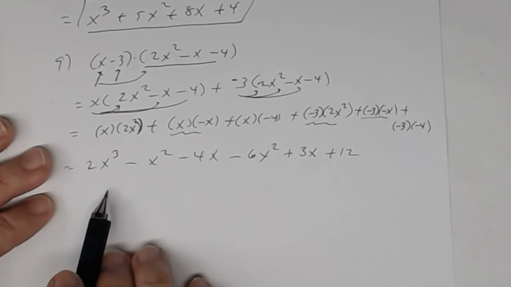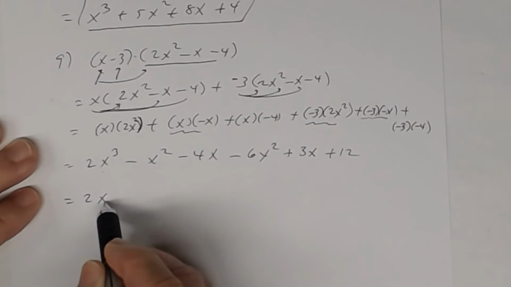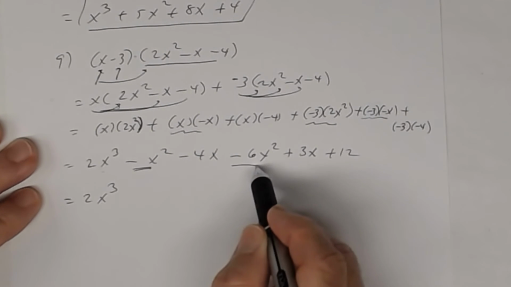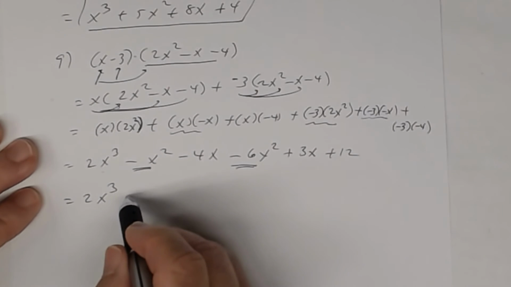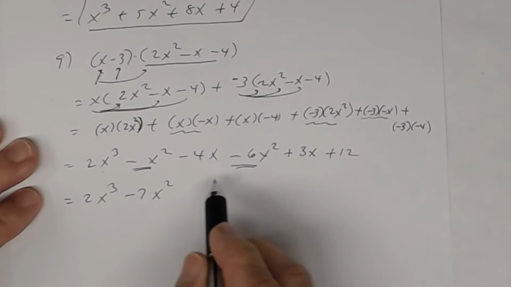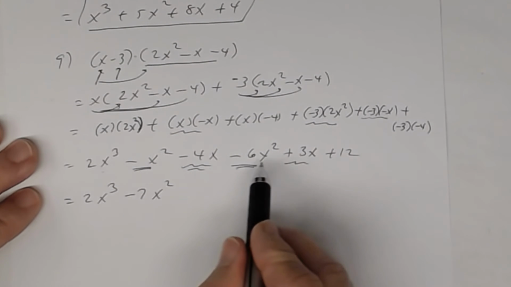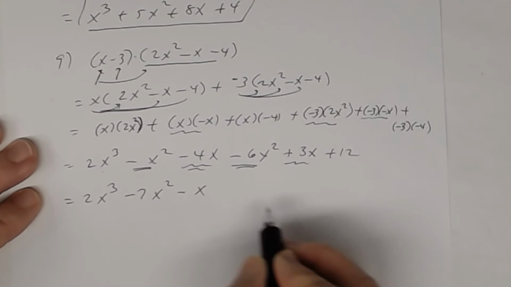And now we're going to combine like terms. I don't see any other x cubed, so I'm going to bring that down. A negative 1x squared and a negative 6x squared. So a negative 1 and a negative 6 is a negative 7x squared. A negative 4x and a positive 3x. A negative 4 and a positive 3 is a negative 1. So that's just a negative x.